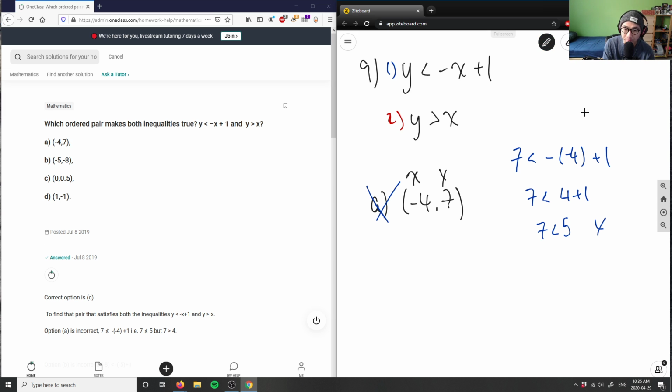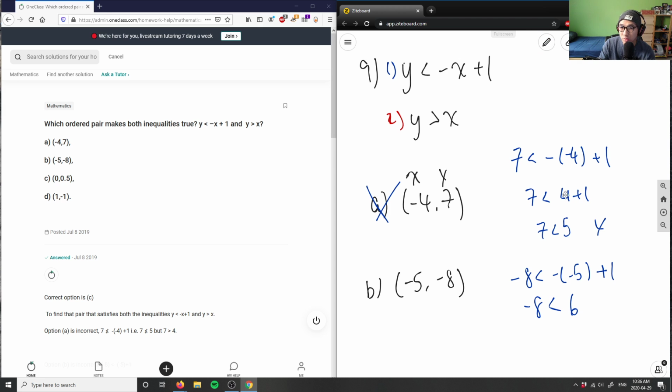I can look at B. So here it's -5 and -8. Again, this is my y value, -8. And I can say it is less than -(-5) plus 1. So -8 is less than 5 plus 1, which is 6. So this works out, right? 6 I know is greater than -8, which is great.